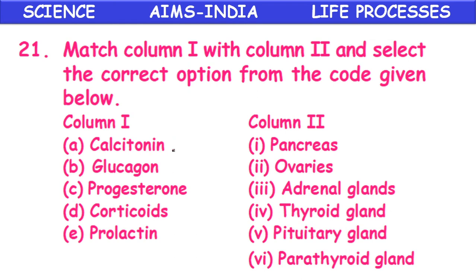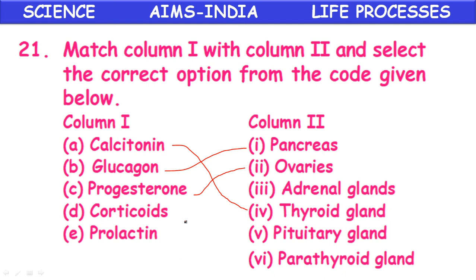First A, calcitonin. It is produced by the thyroid gland. Next, glucagon. It is produced by pancreas. Progesterone. It is produced by ovary. Ovary or pituitary? Ovary, because progesterone is produced by the corpus luteum, the mature follicle. After releasing the ovum, that corpus luteum produces the progesterone.